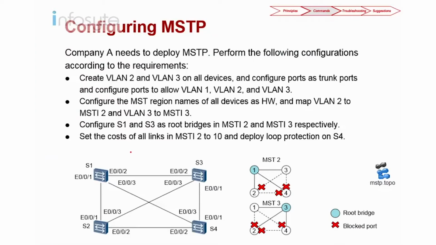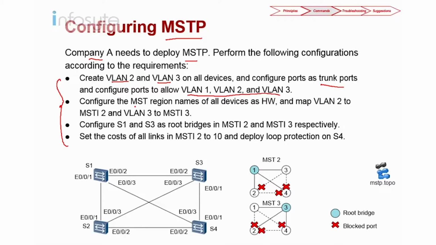Alright, so this will be our last lab, on how to configure the multiple spanning tree. Again, we have a company A to deploy MSTP. Here we have a few requirements. The first requirement is to create VLAN 2 and VLAN 3 on all devices and configure the ports as trunk ports, which should be quite easy. And we have to allow VLAN 1, 2, and 3 to pass through.